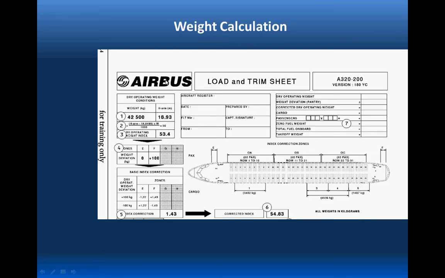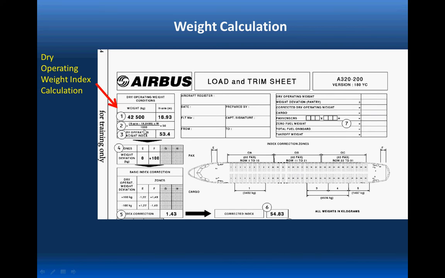Okay, so let's start at the top of the form. The top left, we have several numbers indicating different steps in the process of this calculation. So the first number is the dry operating weight index calculation, given to us here at 42,500 kilograms. It has an arm of 18.93 meters, and that's meters from the front of the aircraft, so we can tell where that center of gravity location is.